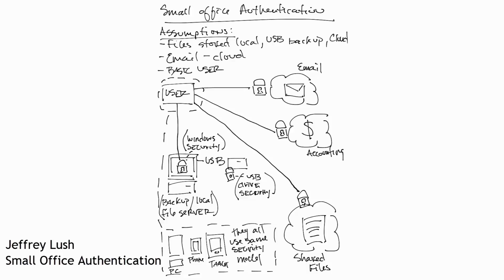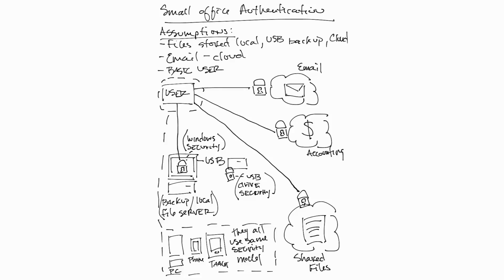So hopefully you've already watched the small office architecture, network architecture video. Please see that because it'll help understand a little bit about this authentication video. So authentication for a small office is relatively simple, and today with cloud services it makes it even easier.